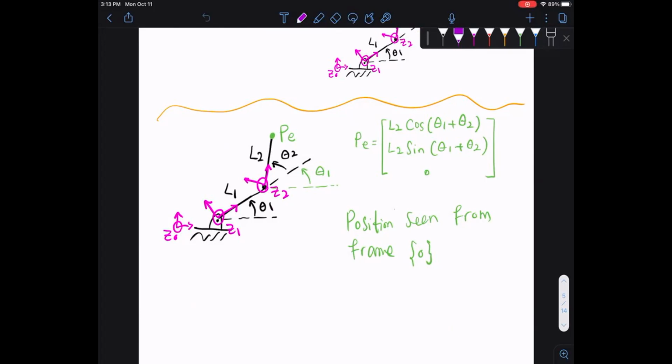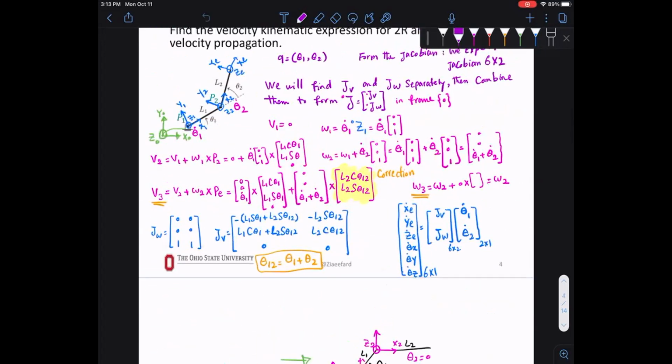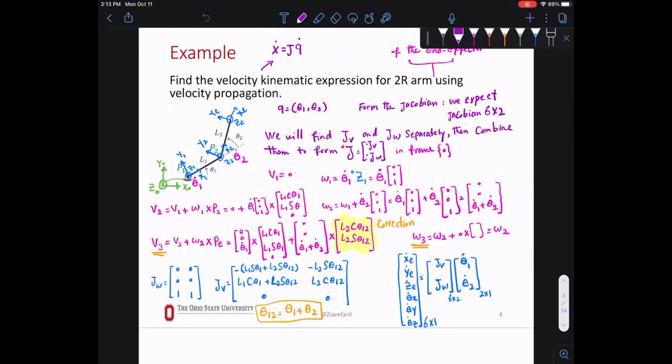So in velocity propagation, when you're calculating the positions, it's the position from the previous frame, right? You just consider the thetas because the frame itself rotated. That's why we consider that theta. That's why that becomes L2 cosine of theta 1 plus theta 2, which I wrote as L1 cosine theta 1, 2, which is theta 1 plus theta 2. Hence, this is the correction. It is considered already in this. So the final solution was correct.